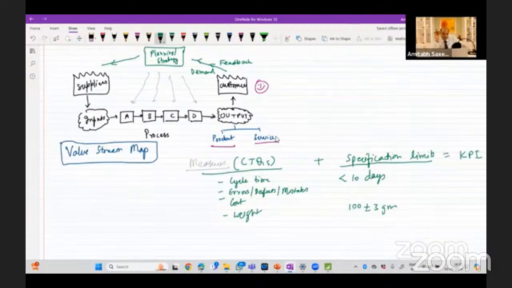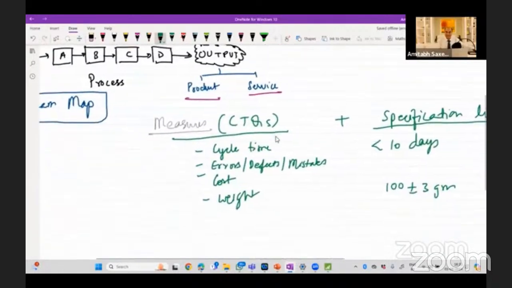Now, whenever you are not fulfilling the demands of the customers, or you are not within the specification limits set by the customers, you have an opportunity for improvement. So suppose the cycle times are more than 10 days. That's an improvement opportunity. Suppose infection rates are more than specified by the Ministry of Health. That means there is an improvement project. Suppose the weight of the chocolate is either more than 103 grams or less than 97 grams. That means there is a potential improvement project.